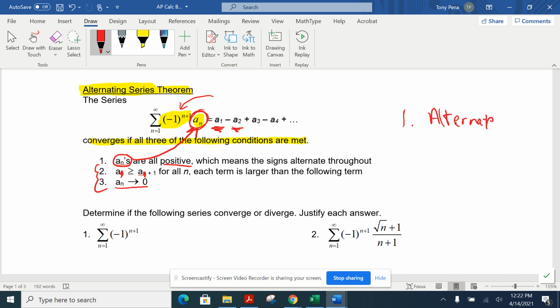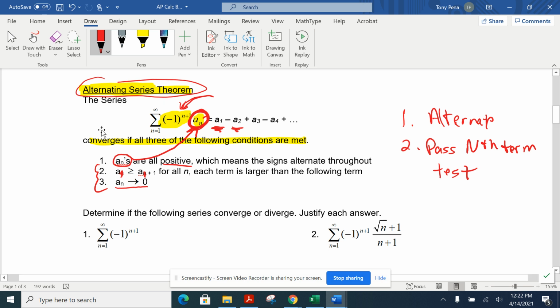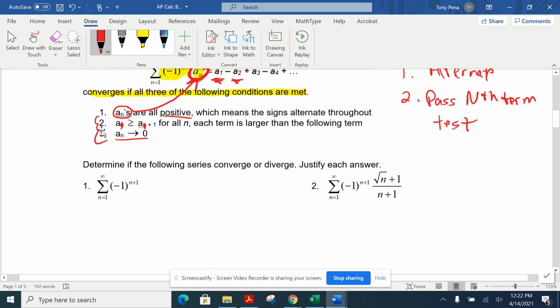And that would be making sure that this part by itself remains positive, so that the negative 1 to the nth power will ensure we alternate. And then 2, it just needs to pass the nth term test. So as long as we alternate and we pass the nth term test, we can say that we converge by way of the alternating series theorem. All right, so with that thought, go to number 2 first.